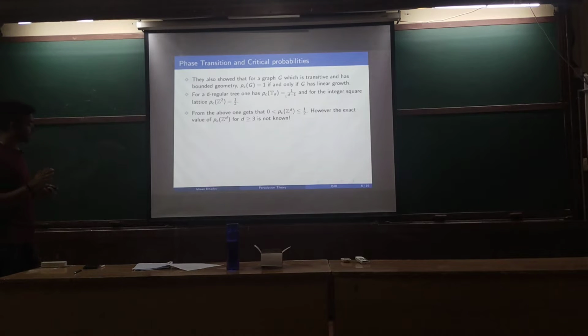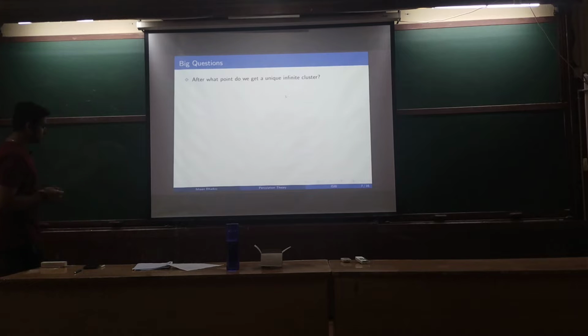But this might give you a wrong impression about the theory, because in general we do not know anything about the value of PC for any arbitrary graph. So for example, PC of ZD will be between 0 and half just because PC of Z2 is half, but the exact value is not known. We don't know if it's a nice number, if it's an algebraic number or whatever. So the values are not known.